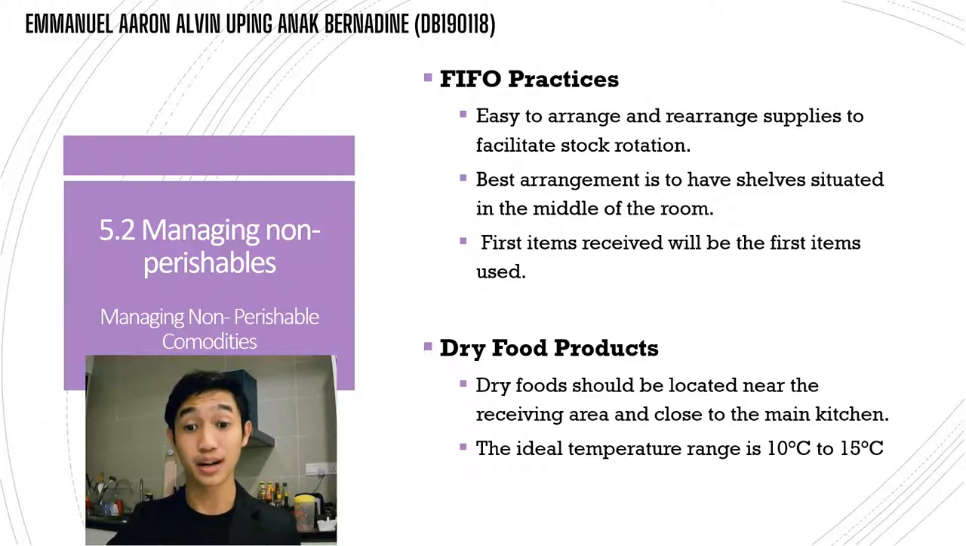The best arrangement is to have shelves situated in the middle of the room so they can be stocked from both sides. This allows you to rotate stock by simply pushing out old stock by sliding new stock in the front to the other side of the shelf. This guarantees that first items received will be the first items used, or the first in, first out concept in stock rotation.